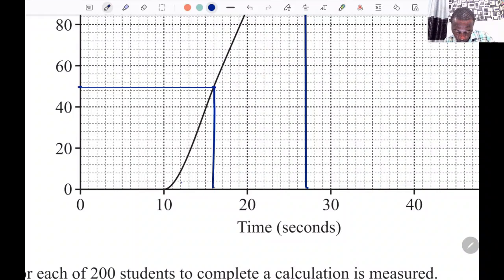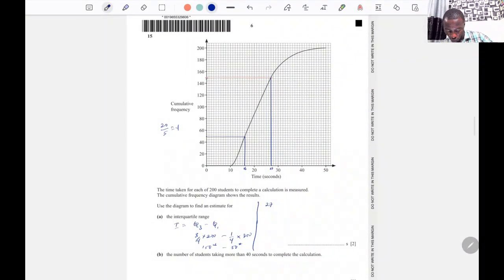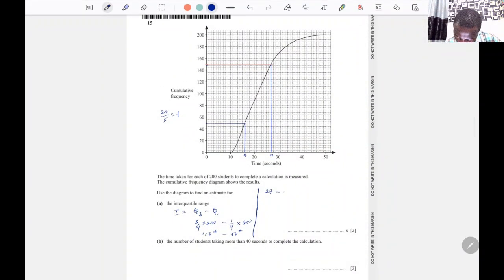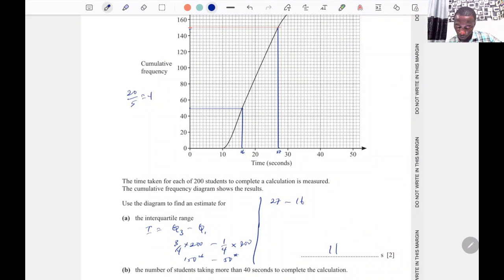Good. So here is 10, 11, 12, 13, 14, 15, 16. So I have 16 here, right? Just like I have 27 here. So when you bring them together, you're able to know. So 27 minus 16 will give us what? I think 11. So we've got an answer as 11.